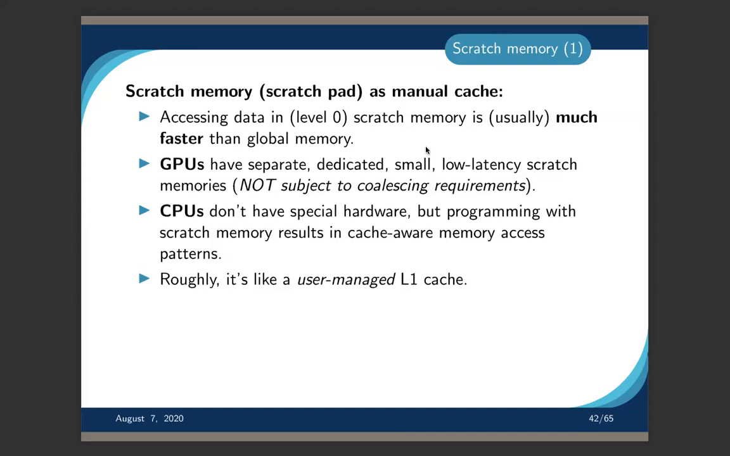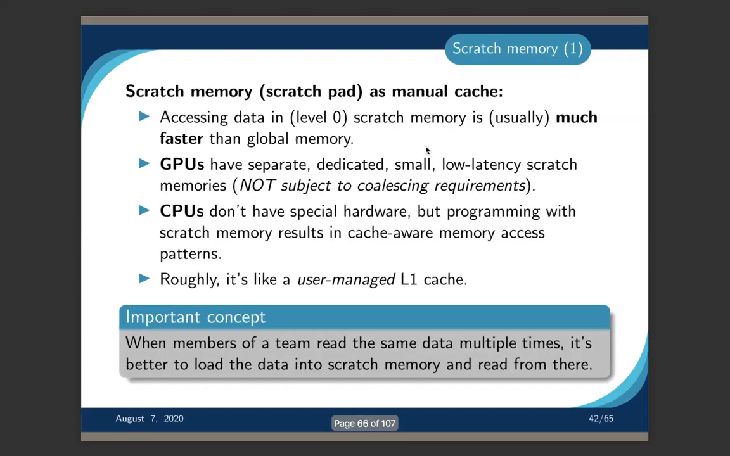If you write your algorithms that way, with this explicit caching, with the scratchpads, right? What you're effectively doing is writing cache-aware algorithms. You're writing cache blocking algorithms. So you actually end up writing algorithms which are potentially better for your architecture and which are easier for the hardware to figure out what cache lines do I actually need to keep around. Basically, it's like a user-managed L1 cache with manual scratchpad. So the point here is, when members of a team read the same data multiple times, it can be better to load that data into scratch memory and read it from there.